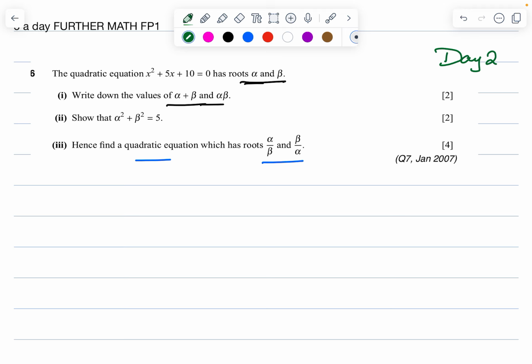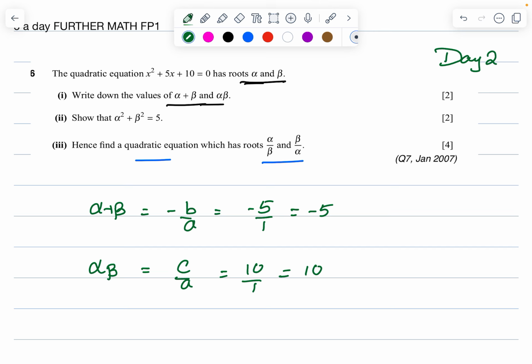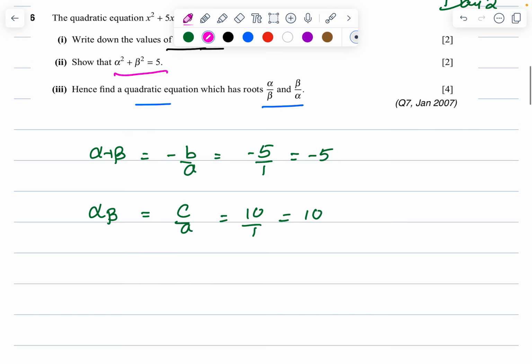He has given alpha and beta are the roots of this one. Find alpha plus beta. We know that alpha plus beta equal to nothing but what? Minus b upon a, which is negative 5 upon 1, which is negative 5. And product of the roots alpha beta is c upon a, which is 10 upon 1, which is going to be 10.